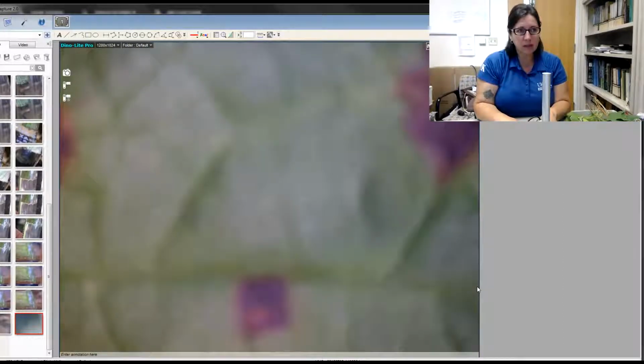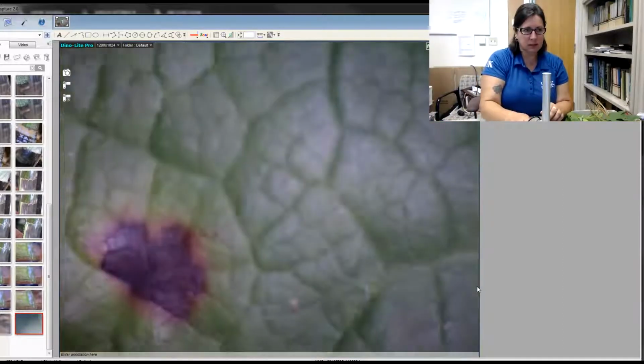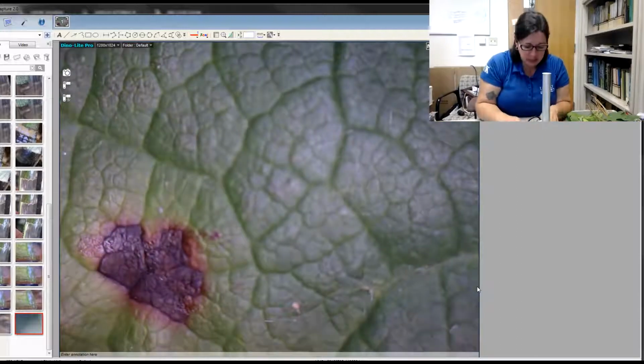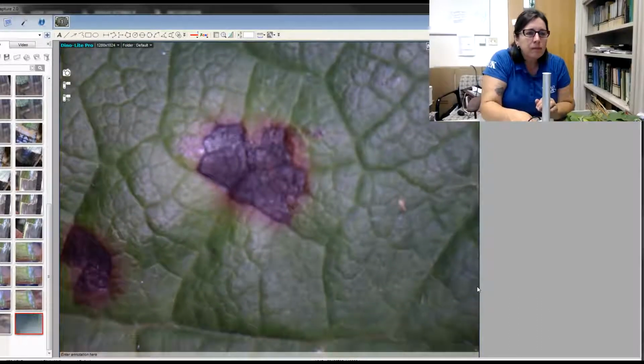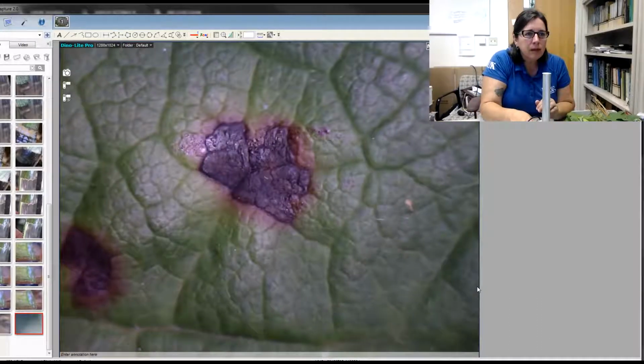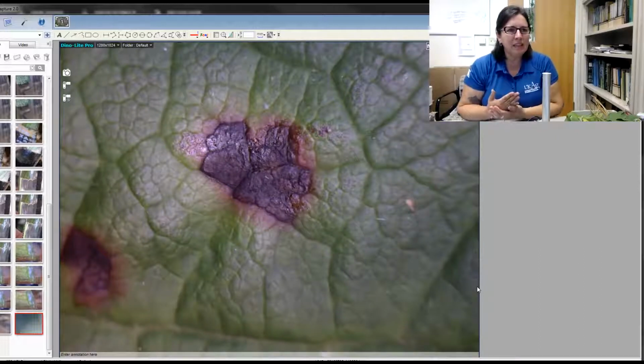Is this the one I want? Which one do I want? See that raised edge? There we go. Kind of see that raised edge and see where the spot stops at that vein. There's a little bit of water soaking that's coming forward. I'll show you a better water soaking so you can understand it.